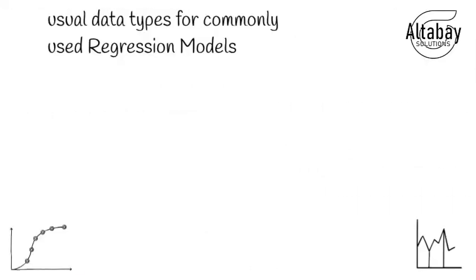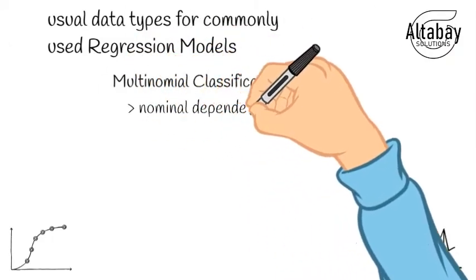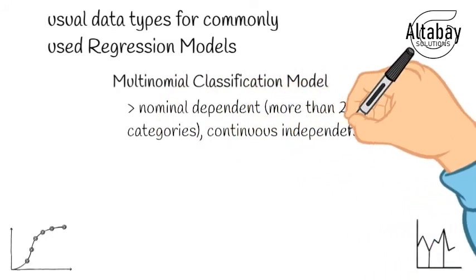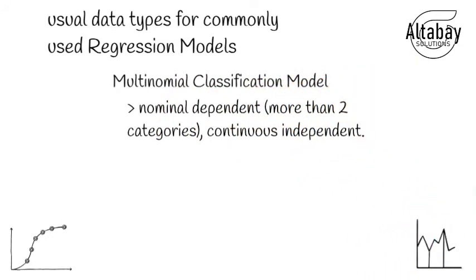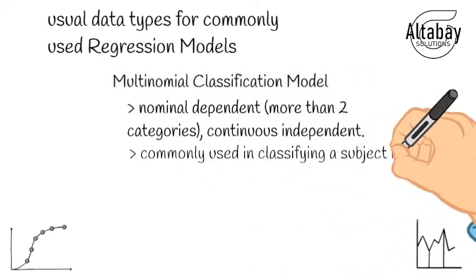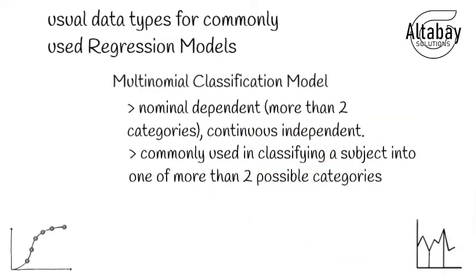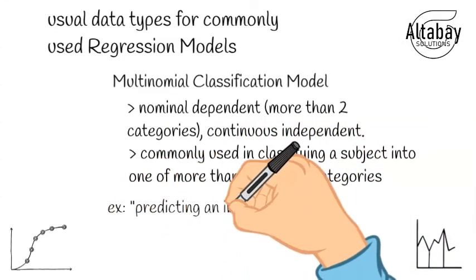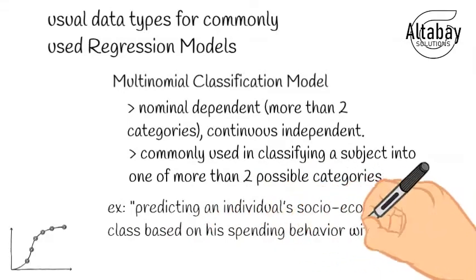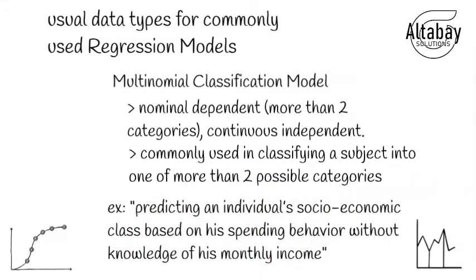Moving on, we have the multinomial classification model. This uses a categorical dependent variable with more than two categories and continuous or categorical independent variables. It is commonly used in classifying a subject into one of more than two possible categories. An example is predicting an individual's socioeconomic class based on his spending behavior without knowledge of his monthly income.